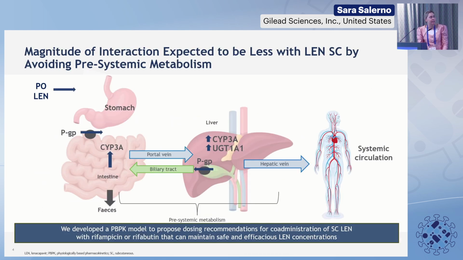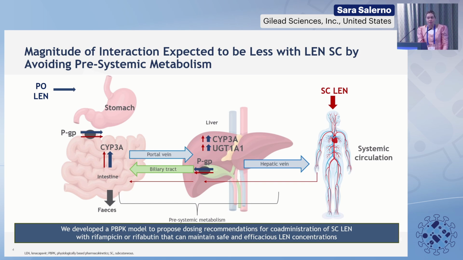So just so everybody's on the same page, I just want to explain the mechanism of the interaction. So you can see when LEN is administered orally, it undergoes significant metabolism in the intestine and the liver through CYP3A, PGP, and to a lesser extent UGT1A1. And rifampicin induces these enzymes, which leads to a decreased concentration of LEN. However, when LEN is administered subcutaneously, you initially bypass that first pre-systemic metabolism through the intestine and liver. So we would expect a much lower magnitude of interaction of LEN administered subcutaneously in combination with rifampicin.